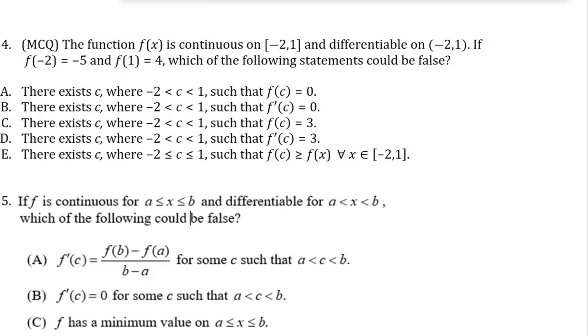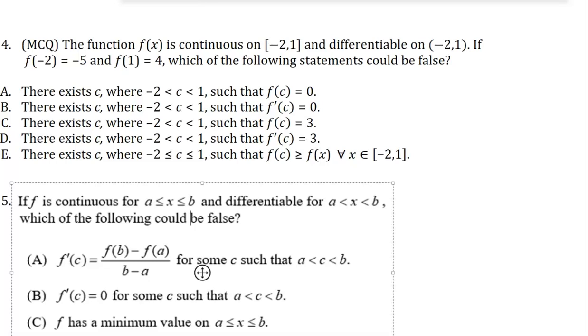Okay, number 4, multiple choice. It says f is continuous on the closed interval from -2 to 1 and differentiable on the open interval -2 to 1. F of -2 is -5 and f of 1 is 4. What could be true? Okay. Well, let's see. I'm going to go through all 5 of these, even if I find the one that could be false. Okay, so there exists a c in between -2 and 1 such that f of c equals 0.